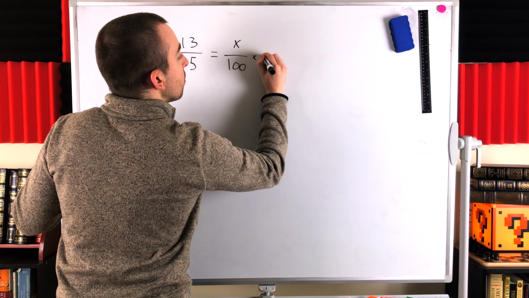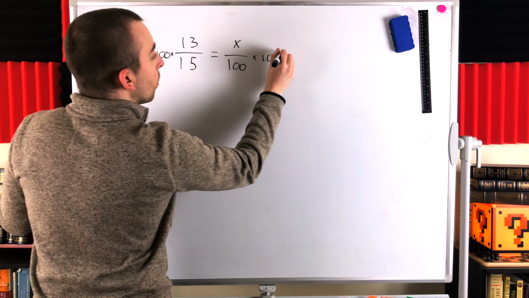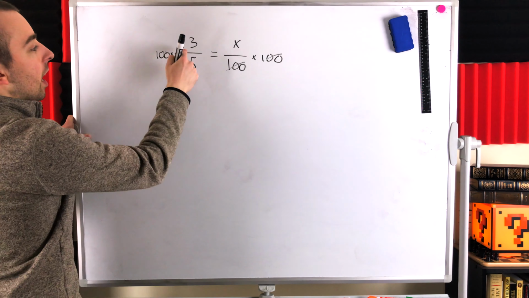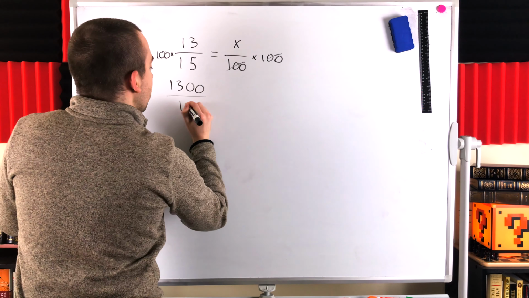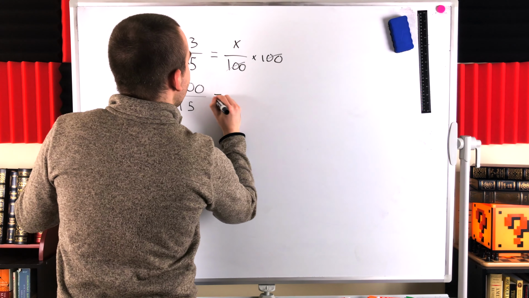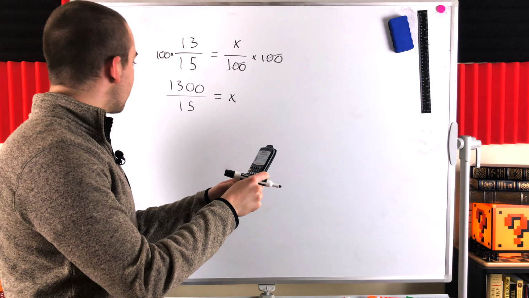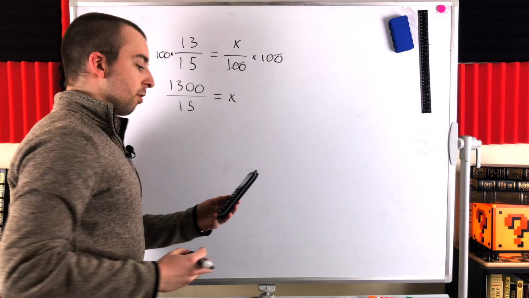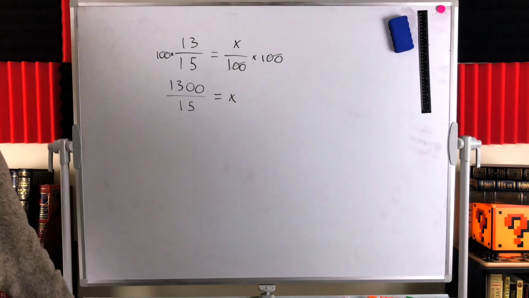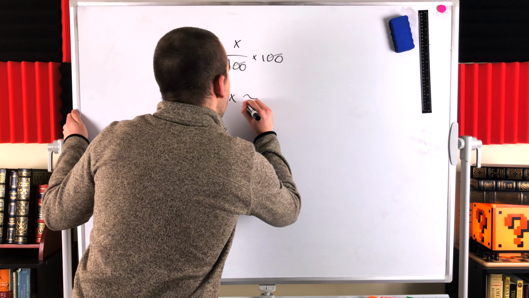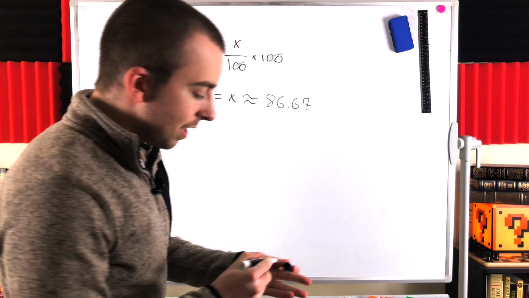Again, multiply both sides of the equation by 100 to get rid of the 100 in the denominator. The 100s cancel out. Over here, we've just got 100 times the numerator, so that's 1,300, and then divided by 15 in the denominator. This is equal to x. Crack out your calculator, 1,300 divided by 15. Again, you could do this by hand if you needed to. This is about 86.67. So we'll say this is just about 86.67. Again, what does this mean?